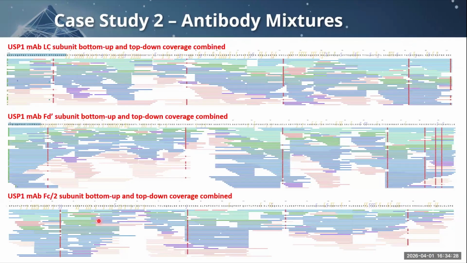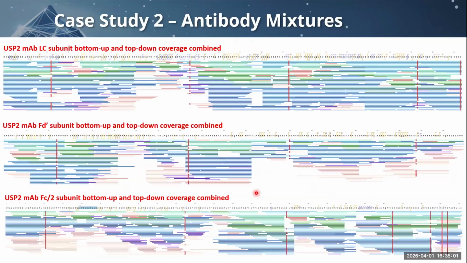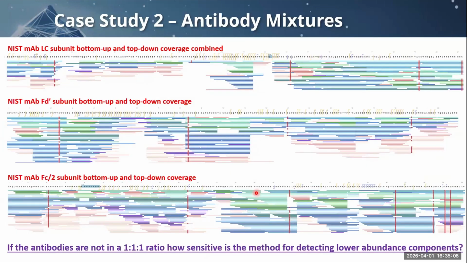And so what if we were to go deeper and combine this with the bottom-up data? So here once again, this is the USP1 mAb in the mixture. At the top here, you've got your top-down coverage. Here, it's the bottom-up data or multi-enzyme approach. As you can see, we have 100% sequence coverage here. So highlighting the multi-level approach. Similarly, for the USP2 mAb, we also have 100% coverage as well as the NIST mAb.